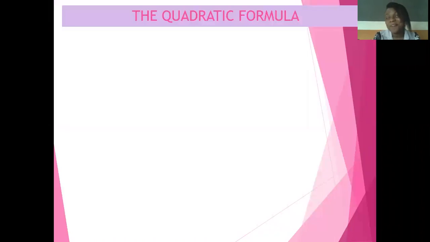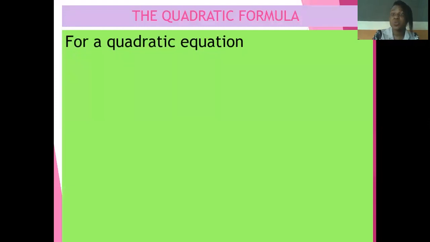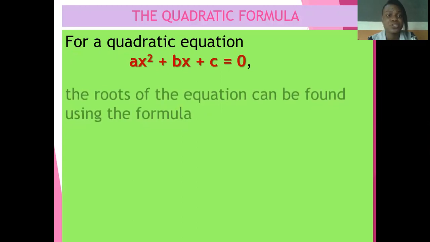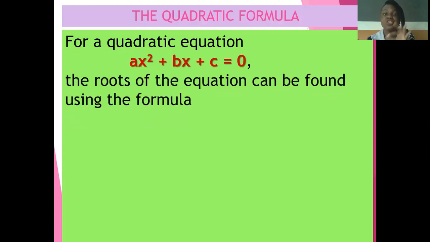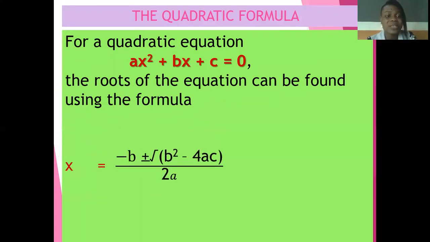Now the quadratic formula, we also call this the almighty formula. I don't know what's so almighty about this formula up till today. It's a good formula anyway, but what's so almighty in it? Everybody calls it the almighty formula. For a quadratic equation of the form ax squared plus bx plus c equals 0, the roots of the equation can be found using this formula, and that's what we call the quadratic formula. The formula is x equals minus b plus or minus square root of b squared minus 4ac all over 2a.